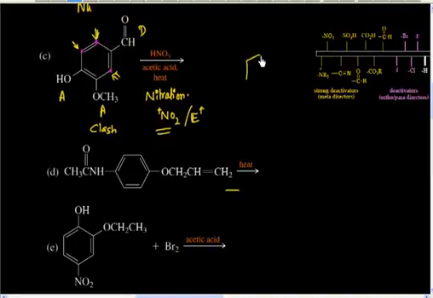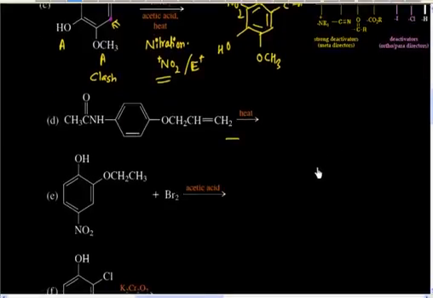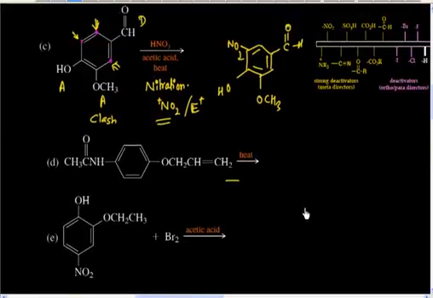So easy one. I have to add NO2 at this position. So this is my CHO, and this is my OCH3, and this is my OH, and then I have to add NO2 here. And now let us make the ring a skeleton. Now the next problem, so easy one. I think all of you have got the idea.